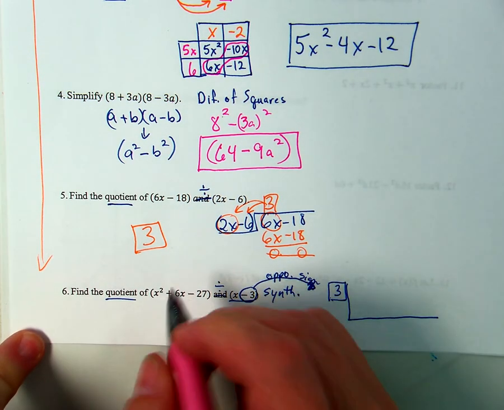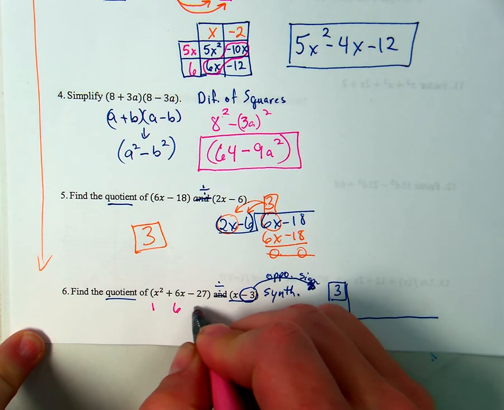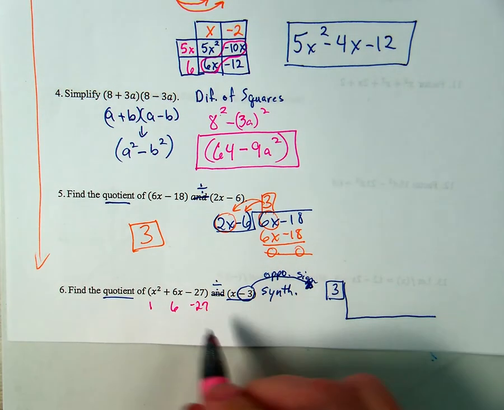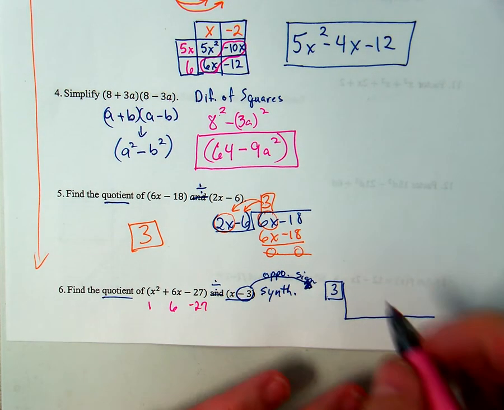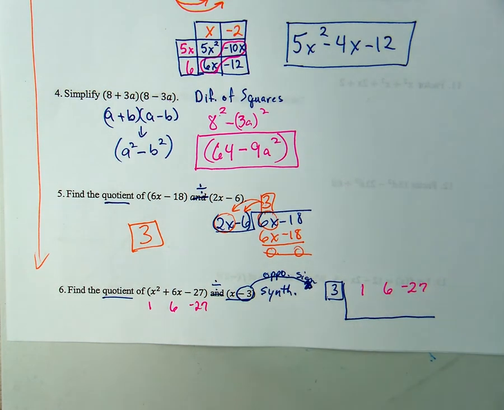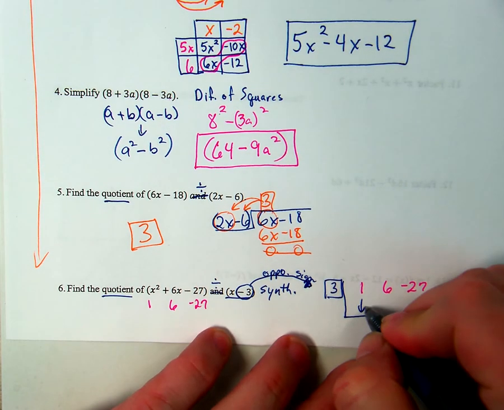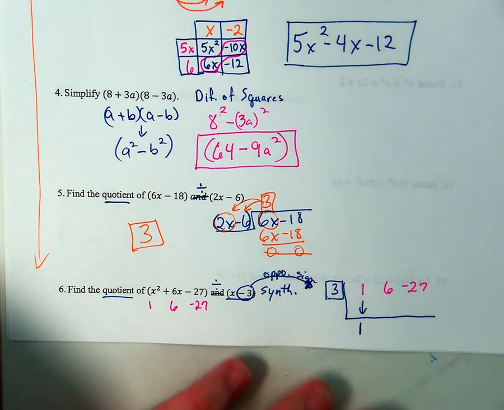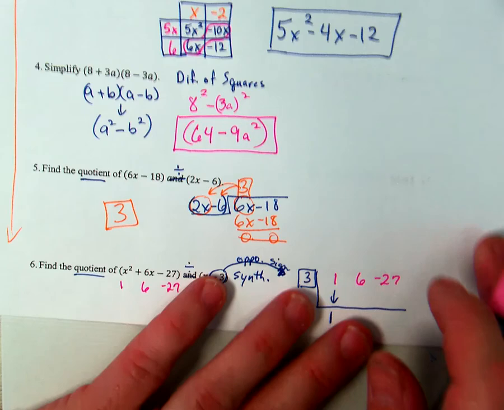The coefficient of each term here, you're going to have a 1, a 6, and a negative 27. Those will be the 3 values you'll place here: 1, 6, negative 27. And then the first step to this crazy magical process of synthetic division is that you bring down the 1. That's very, very critical.